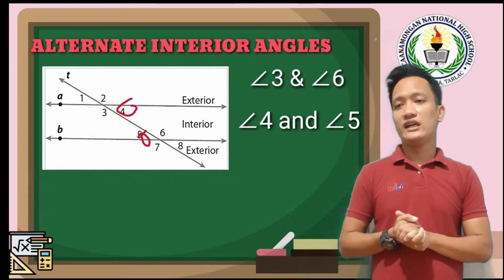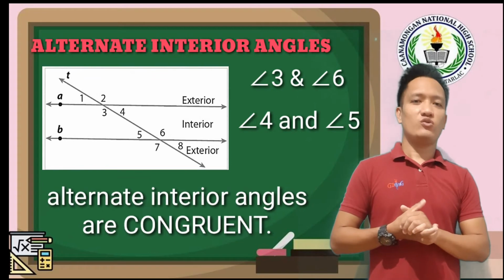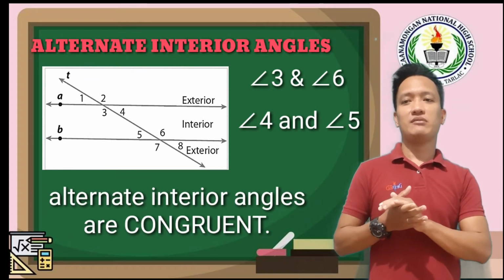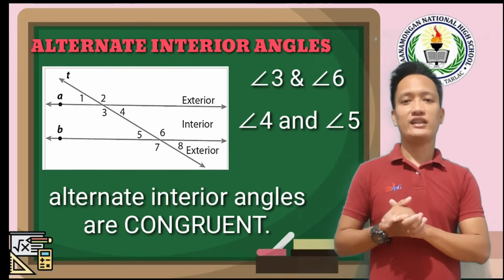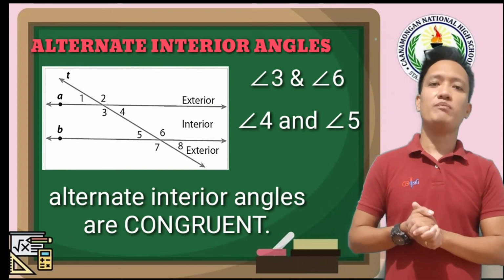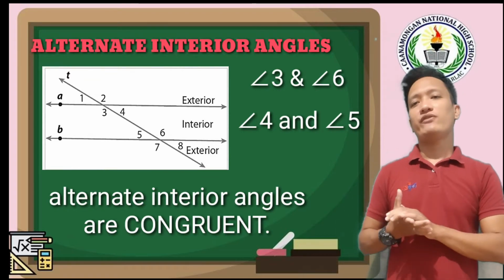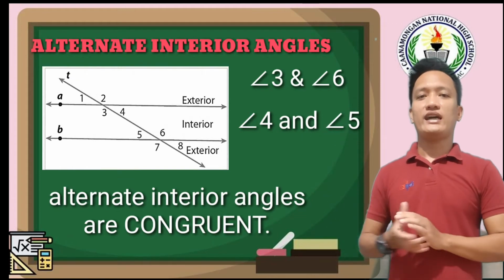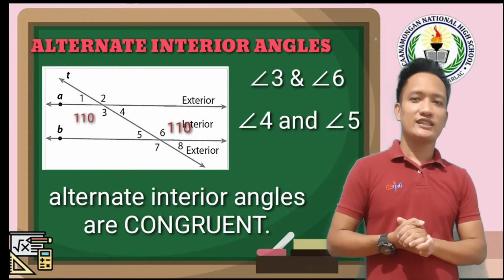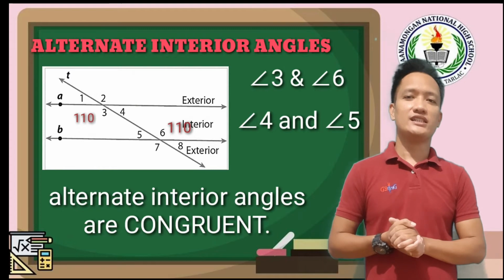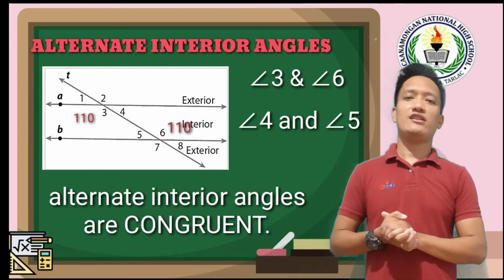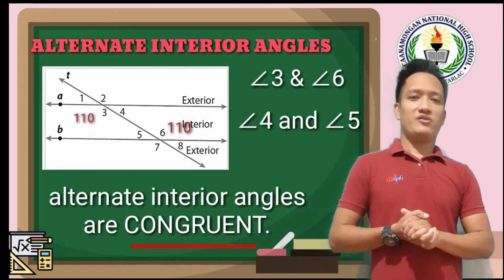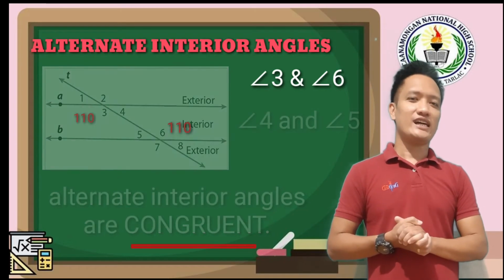So let us see, alternate interior angles are congruent. So pag sinabing congruent, ang measurement ng mga alternate interior angles ay congruent o parehas ang sukat. So say for example, kung ang sukat ng angle 3 natin ay 110 degrees, so syempre, ang angle 6 natin ay equal din sa 110 degrees, since alternate interior angles are congruent. So parehas. Tandaan natin yan.